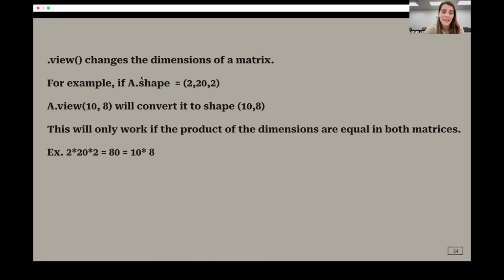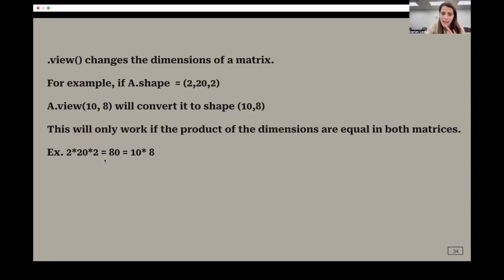So .view is going to change the dimensions of a matrix. For example, if we have a tensor called A with shape 2, 2, 2, and then we view it to 10.8, it's going to convert it to the shape of 10.8. But this is only going to work if the product of the dimensions are equal in both matrices. So in this case, they both equal 80.